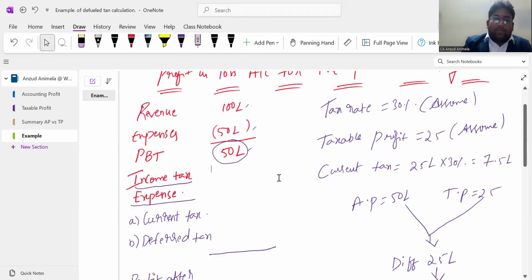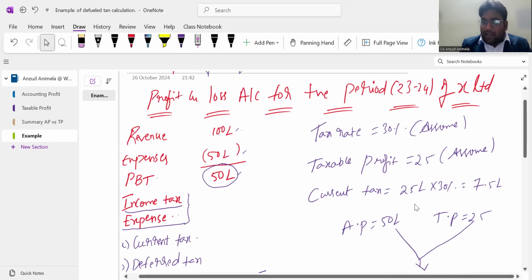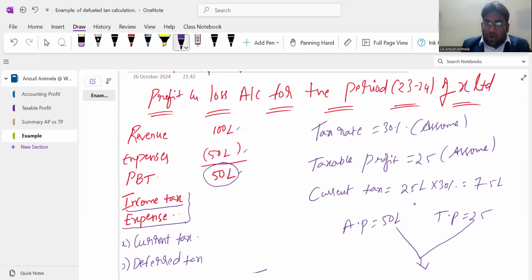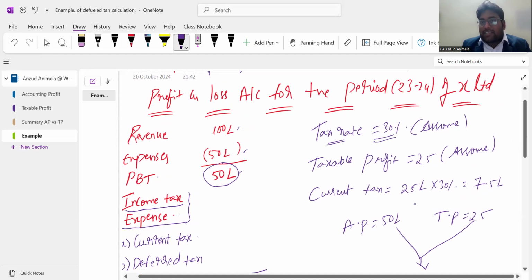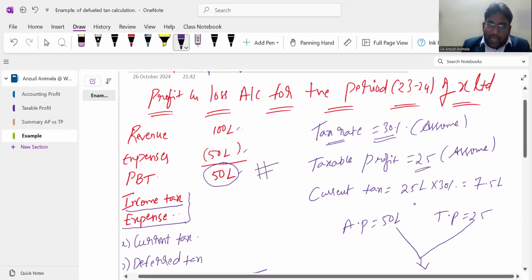Now let me come to the point. This is the profit before taxes. These are the income taxes. Profit before tax reduced by income tax will be profit after tax. Now let's calculate the current taxes. Current taxes means the taxes for the particular year which need to be paid to the income tax department. For that, you need the tax rate. Let us assume the tax rate applicable for X Limited is 30%, and the taxable profit. We have already seen the need of taxable profit is for tax calculation. This 50 lakh will not be useful, unfortunately, for tax payment.